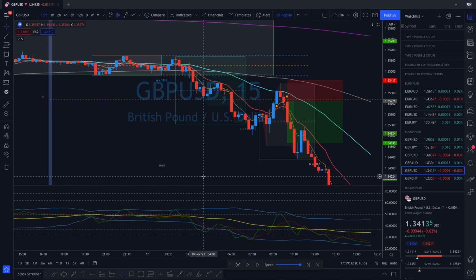Whatever that is, whether it be 40 pips, 20 pips, depending on your stop loss, obviously, you're just going 2 to 1. On continuation trades, you're going 2 to 1. That's it. Just make it simple for yourself. Don't make it complicated.